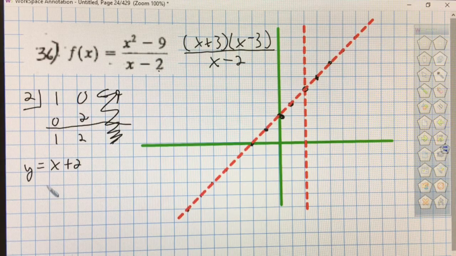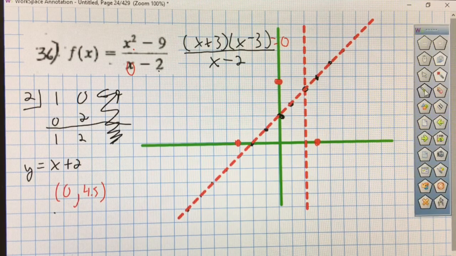I'll throw in a 0 for the x and then see what the y produces. So when I throw a 0 in there and a 0 in there, that gives me negative 9 over negative 2 or positive 4.5. So 4.5 is a coordinate. Then I set the top equal to 0. When I do that, notice I get negative 3 and 3. So at negative 3, there's a root or a 0. And at positive 3, there's a root or a 0.